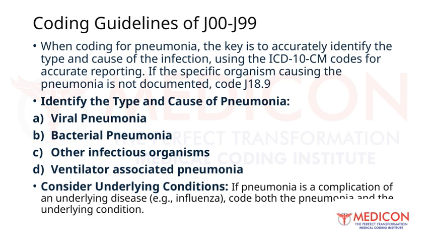Knowing this helps ensure proper coding and, ultimately, better patient care documentation. Don't forget to consider underlying conditions. If the pneumonia occurs as a complication of another disease, like influenza, you need to code both the pneumonia and that underlying condition. This comprehensive approach helps provide a complete picture of the patient's health status and the factors involved.